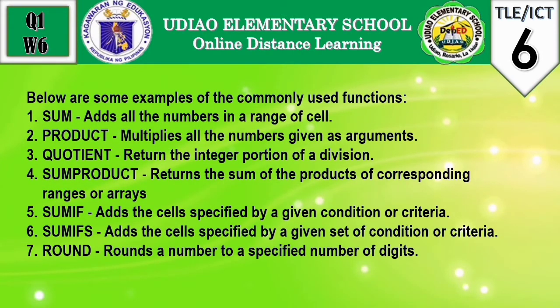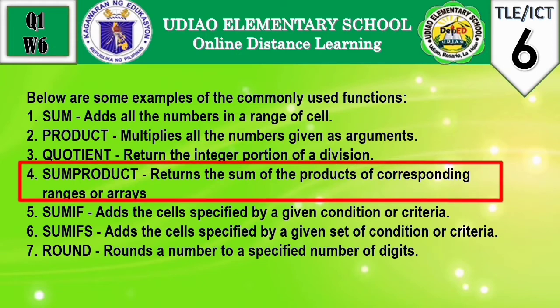Below are some examples of the commonly used functions. Number 1, sum. Adds all the numbers in a range of cells. Number 2, product. Multiplies all the numbers given as arguments. Number 3, quotient. Returns the integer portion of a division. Number 4, sum product. Returns the sum of the products of corresponding ranges or arrays.